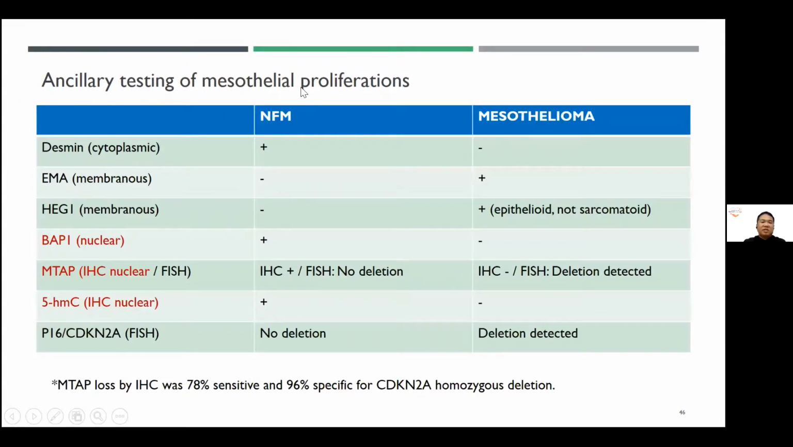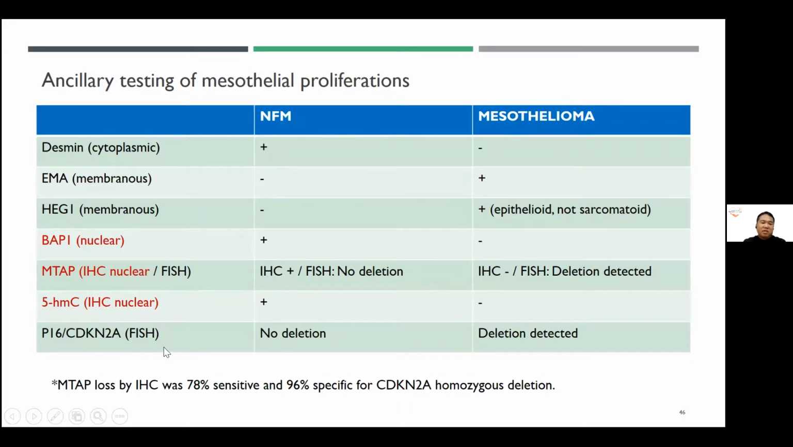This is the ancillary testing for mesothelial proliferation. In the previous slide, I talked about metastatic carcinoma versus mesothelioma. This slide is about benign mesothelial proliferation versus mesothelioma. The benign mesothelial proliferation is desmin positive, EMA and GLUT1 negative, and BAP1 nuclear staining positive, and MTAP and 5-hmC, which are newer markers, are positive or FISH non-deletion.